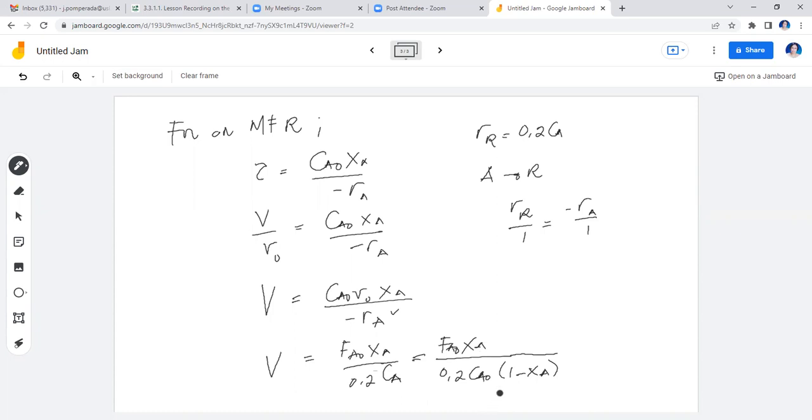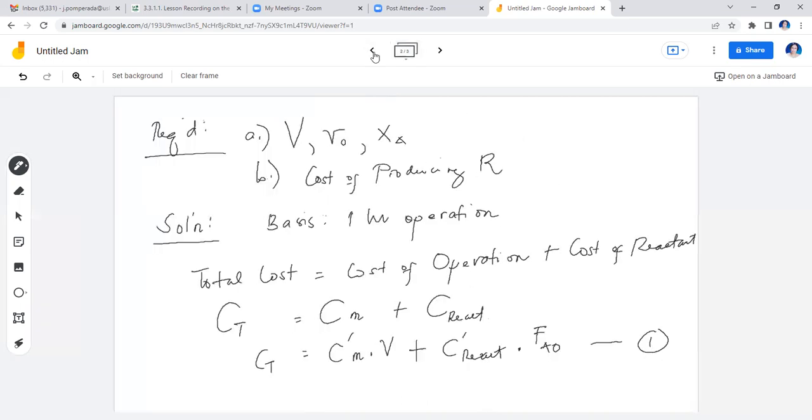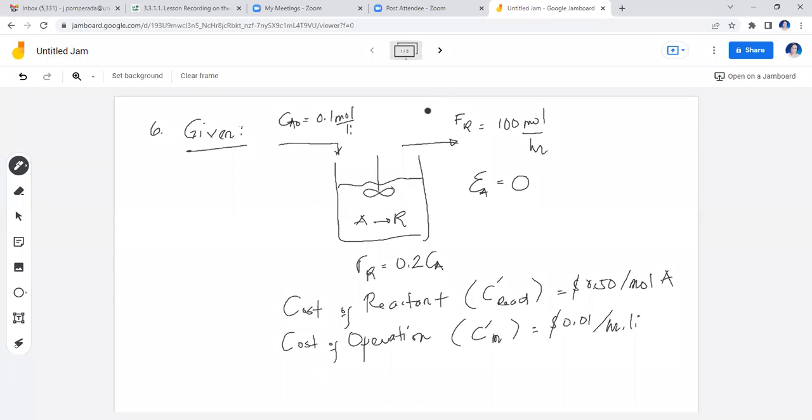Now, in this case, if you will express the volume in terms of conversion, you have CAO already, it's given. Then this must be kept, the XA. What about the FAOXA? Where do I get it? So if we go back to the problem, class, the problem gave you the molar production of the product per hour, the rate of production of R per hour. And that's it. I properly stated it.